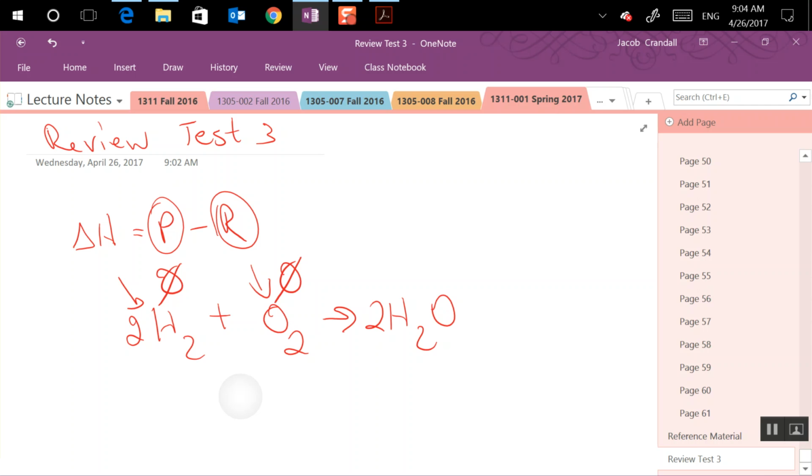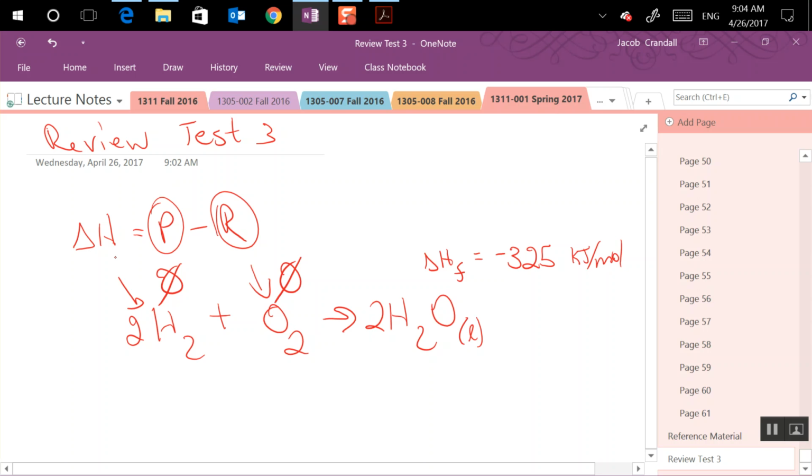Okay. So delta H of formation of H2O, and let's say this is in liquid phase. If it was in the gas phase, it would be a different number than in the liquid phase. We're going to say it's in the liquid phase. Negative 325 kilojoules per mole. Okay?